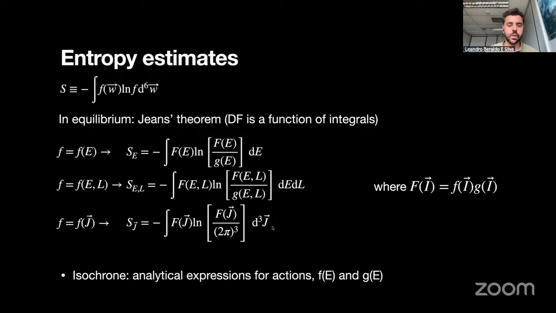Okay, so now I'll show you some tests of these entropy estimates, how they look and how good they are. For this, I'll use the isochrone model, which is a really good model in galactic dynamics because it has analytical expressions for everything. So we know the true answer and we can compare with these estimates. We have analytical expressions for the action variables, for the distribution function, and for the density of states too.